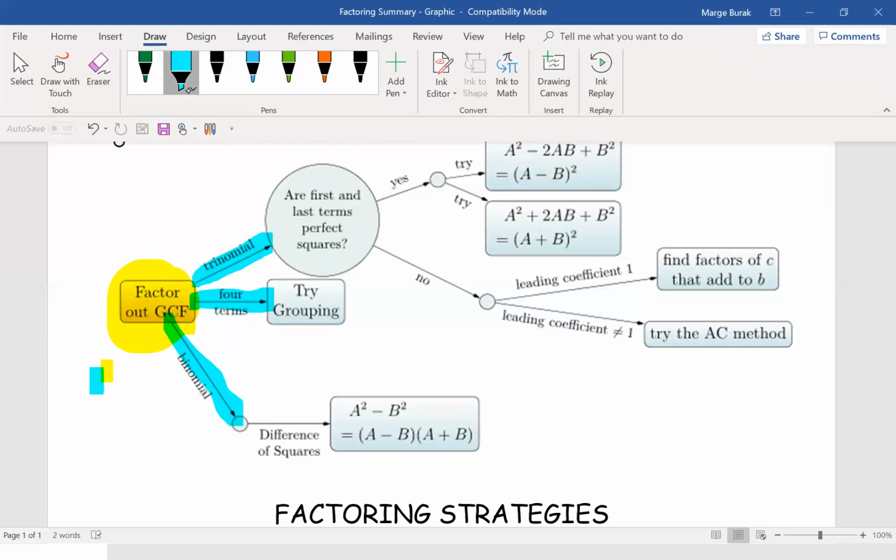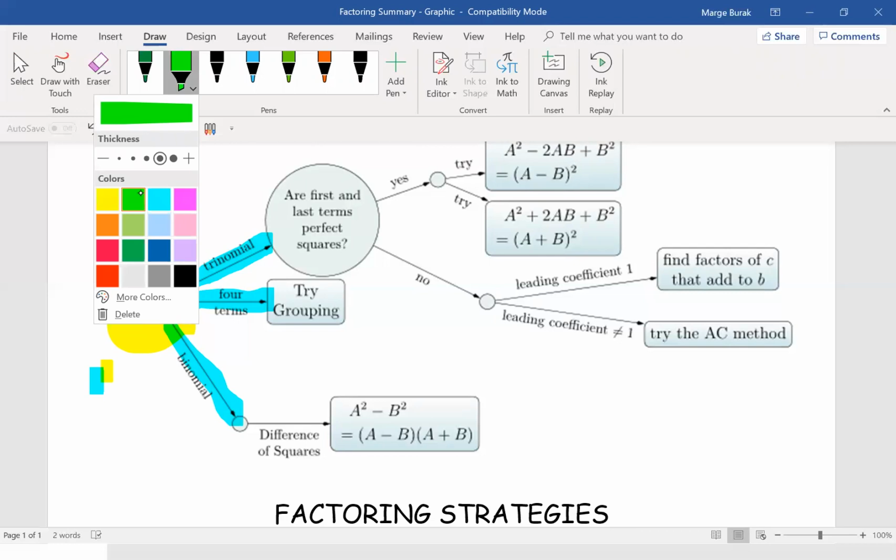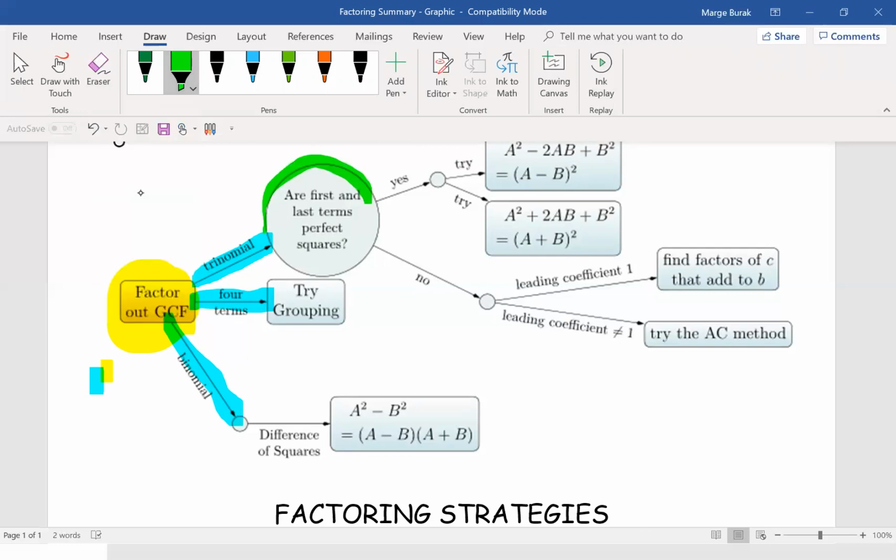So let's start at the top with the trinomial. We'll go with a different color. It's kind of fun. The first thing you're going to do is look at your trinomial and ask, are the first and the last terms both perfect squares? Remember we just talked about that. If yes, then go up here and try to do that special case where you take the square roots of both of them and you get a perfect square.